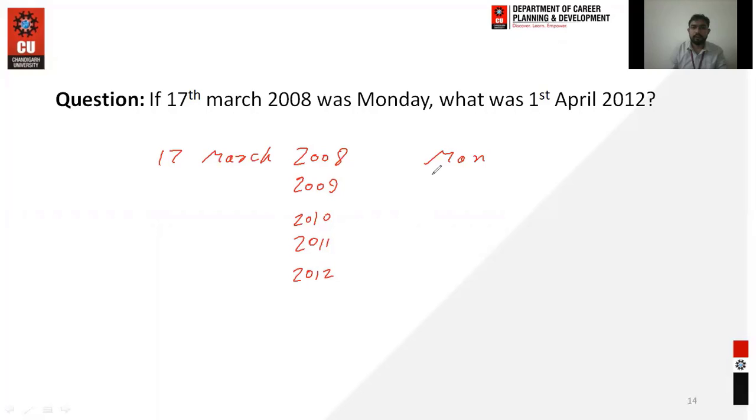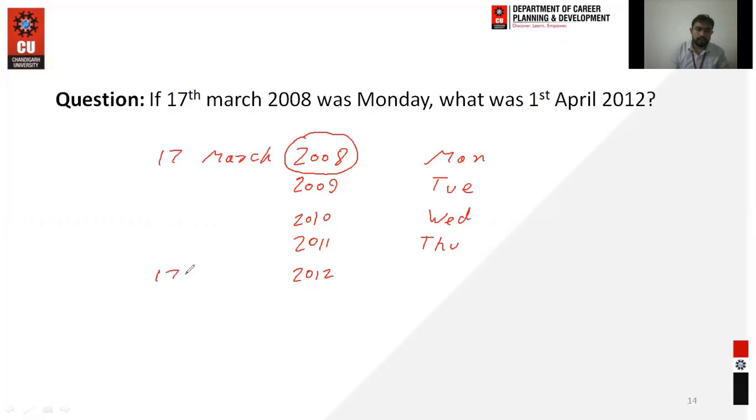We know that in an ordinary year, there is one odd day, but over here you can see it's 2008. It will be having two odd days in Feb, but that day is past. We'll be considering only the next Feb, so it will be Tuesday here, then Wednesday here, then Thursday here.